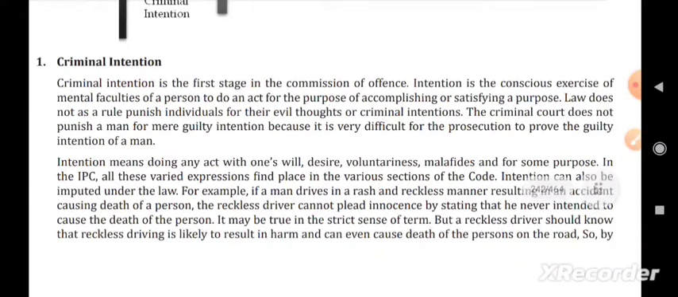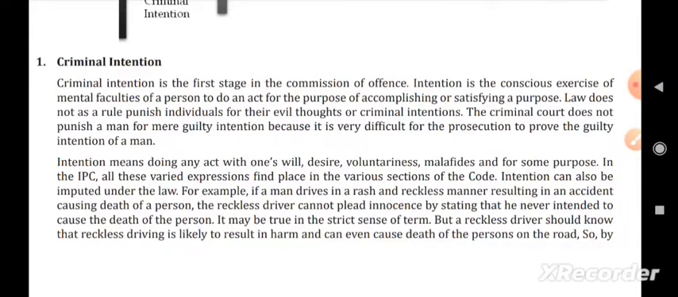Criminal intention is the first stage of crime. It is not punishable, and it is the conscious exercise of mental faculties of a person to do an act for the purpose of accomplishing or satisfying a purpose. So law does not, as a rule, punish individuals for their evil thoughts or intentions. The criminal court does not punish a man for mere guilty intention because it is very difficult for the prosecution to prove the guilty intention of a man.